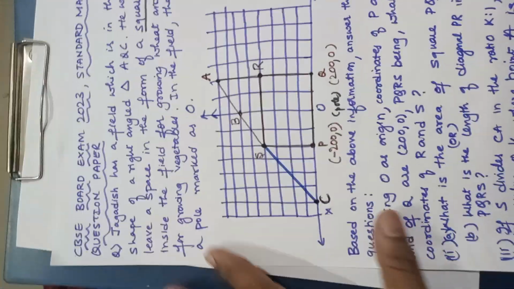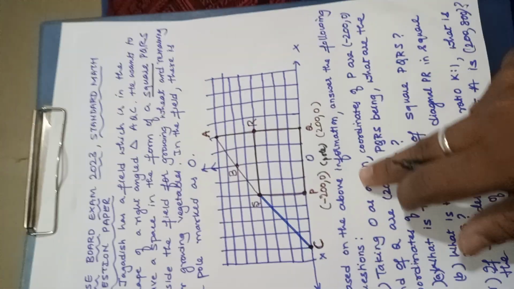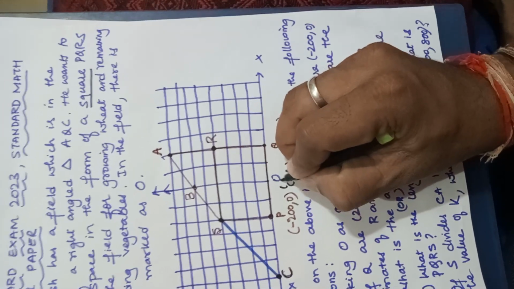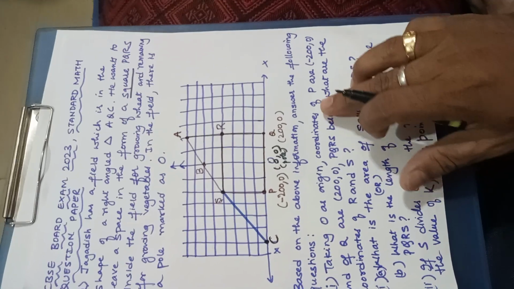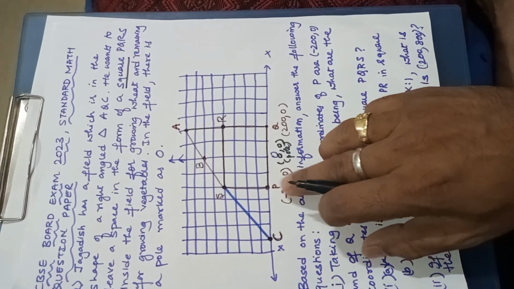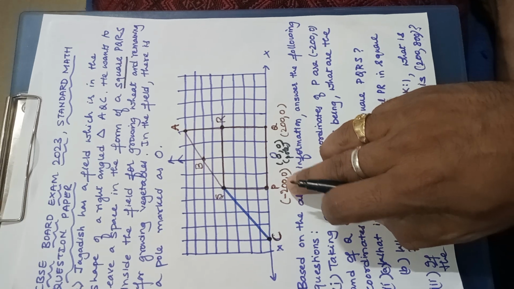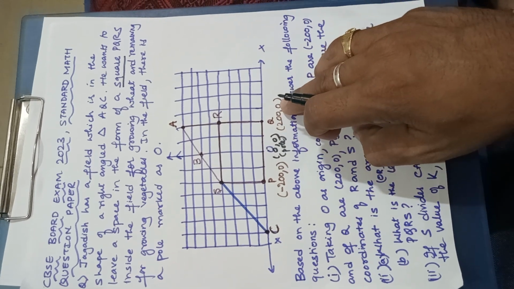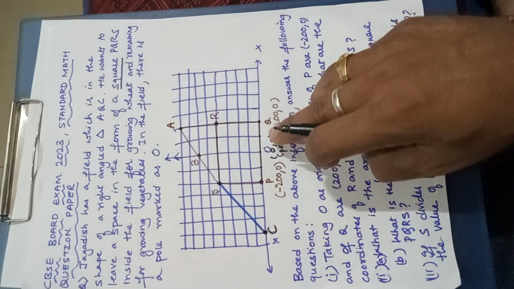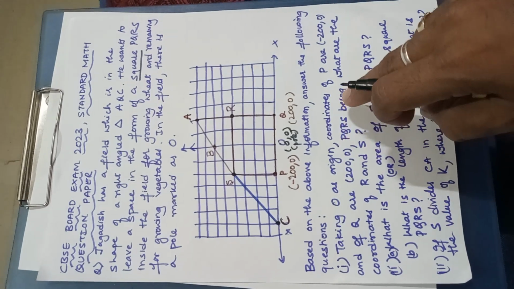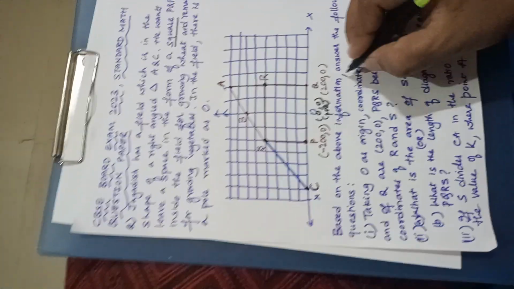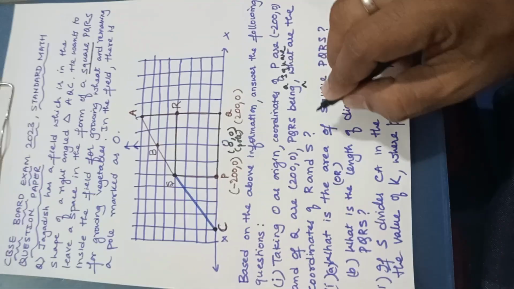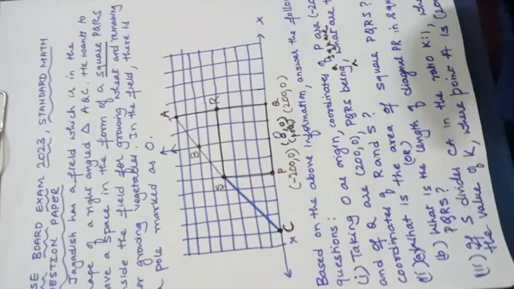Now let's get back to this question. So here, taking O as the origin, and we know the coordinates of the origin are 0, 0. Coordinates of P are minus 200, 0. There is a point P, its coordinates are minus 200, 0. And the coordinates of Q are 200, 0. PQRS being a square, he is asking what are the coordinates of R and S.